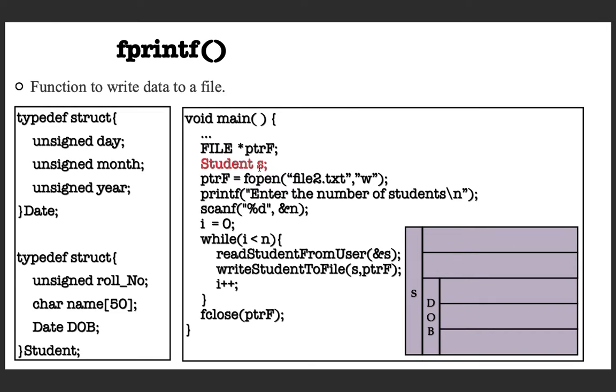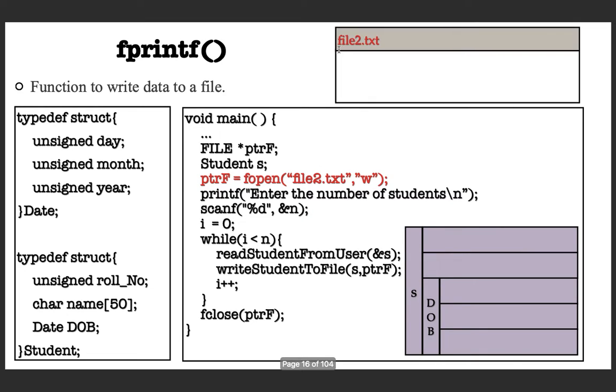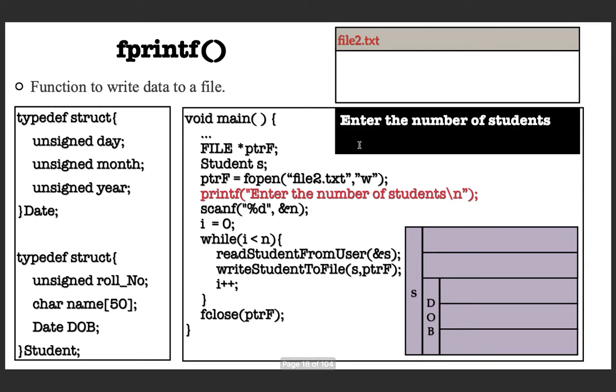So a variable is declared. And what is the next statement? It is an open statement. You are going to open a file in the write mode. That means you are going to create a new file, namely file2.txt. If you execute, a new file will be created in the secondary storage, and now the content is empty. And proceed. Next is a printf statement. So this message will be displayed on the screen: Enter the number of students. Say you are going to process the data of a number of students. So the number of students should be given as input.